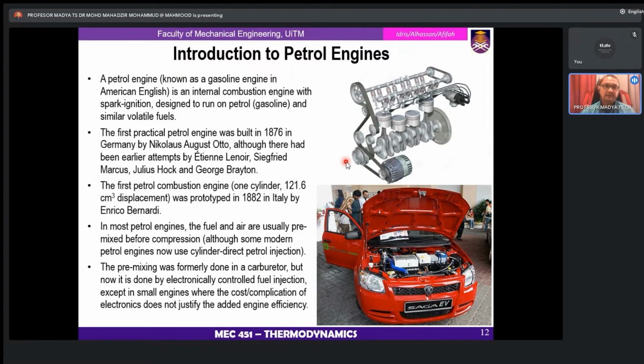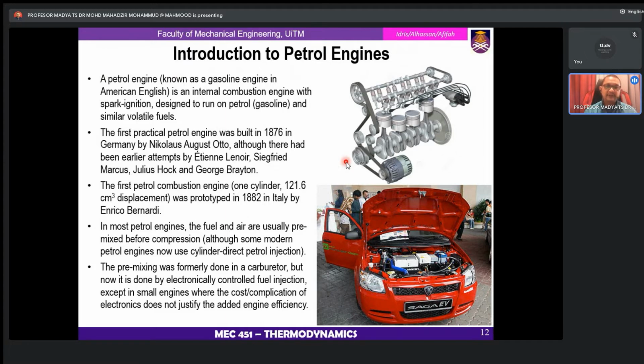The petrol engine is also known as a gasoline engine in American English. Americans call it a gasoline engine, and we call it a petrol engine. It is an internal combustion engine using spark ignition, designed to run on petrol and similar volatile fuels. Normally petrol engines use gasoline, that's why we call it a petrol engine.